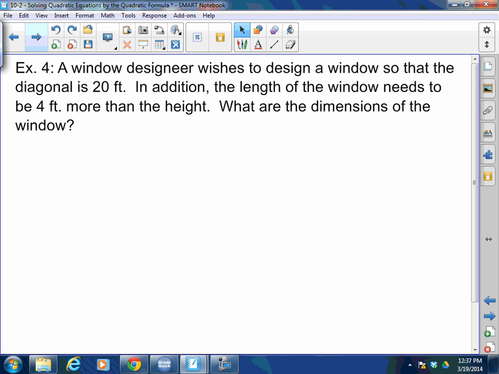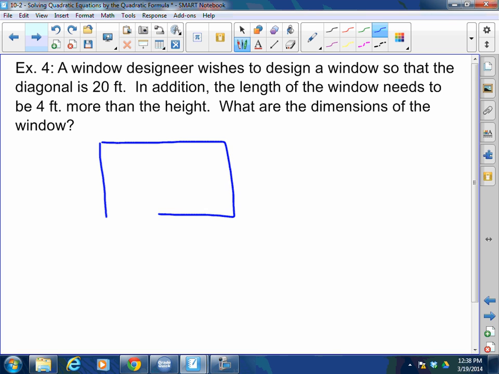Let me do this last one real quick because this is very important. This is SAT stuff. A window designer wishes to design a window so that the diagonal is 20 feet. In addition, the length of the window needs to be 4 feet more than the height. Okay, so I have a rectangle. I have a diagonal that I want that's 20. It says, in addition, the length of the window needs to be 4 feet more than the height.